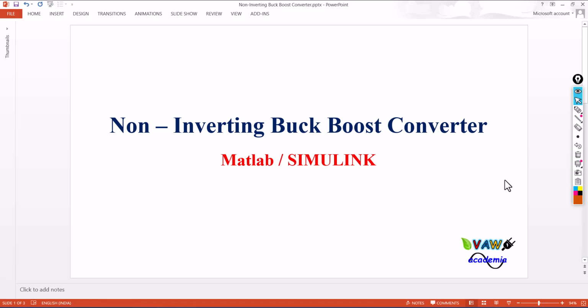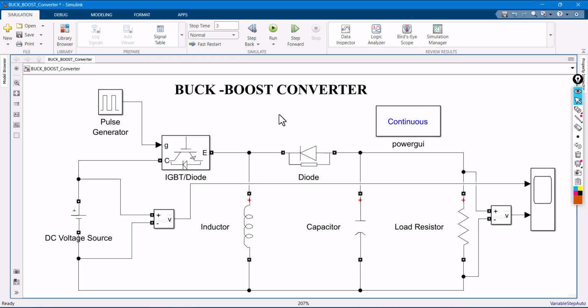First we'll discuss how a conventional buck-boost converter works with the help of Matlab, and then we'll move on to this topic. Now I'm sharing the screen. This is a buck-boost converter. I'm sharing the video link for the buck-boost converter also.